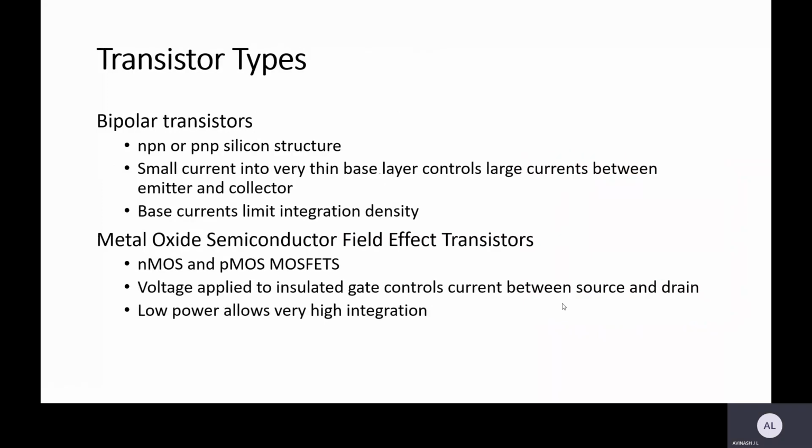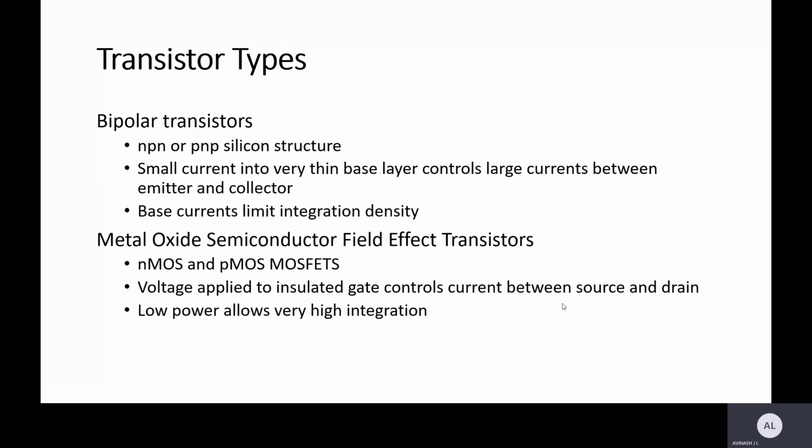Now, when talking about the types of transistors, there are bipolar transistors. In the bipolar junction transistor, we have NPN and PNP silicon structures. That means the NPN transistor is one type and the PNP transistor is another type, both made of silicon. A small current into a very thin base layer controls large currents between the emitter and collector. This is the fundamental thing we know about bipolar transistors.